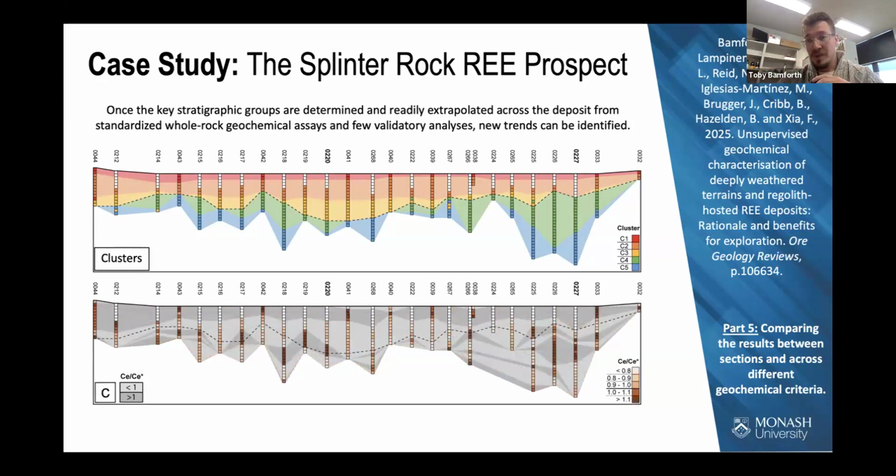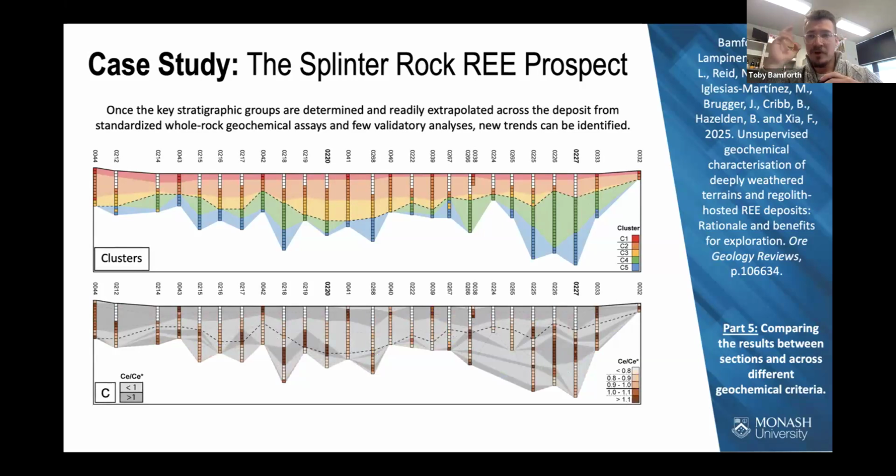You can look at things like cerium anomalies. Everyone in here will be familiar with the use of cerium anomalies in reconstructing paleo environments and possibly even in rare earth deposits as well. Determining oxidation events and using those to inform our interpretation of regolith.